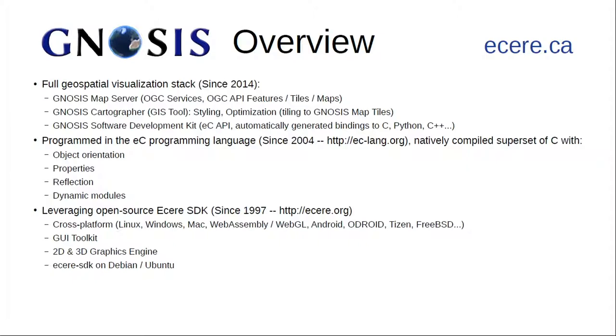And also our GNOSIS Geospatial Toolkit also leverages our HRA SDK, which is all open source, and that includes a cross-platform GUI toolkit. It supports multiple platforms: Windows, Linux, Mac, Android, WebGL, and the Odroid, which is this tiny device, a little bit like the Raspberry Pi, but with a GPU, and FreeBSD. So it's very much from the ground up cross-platform. And it includes a 2D and 3D graphics engine, and it's also in the Debian and Ubuntu repository as HRA SDK. So our GNOSIS platform is built on top of that.